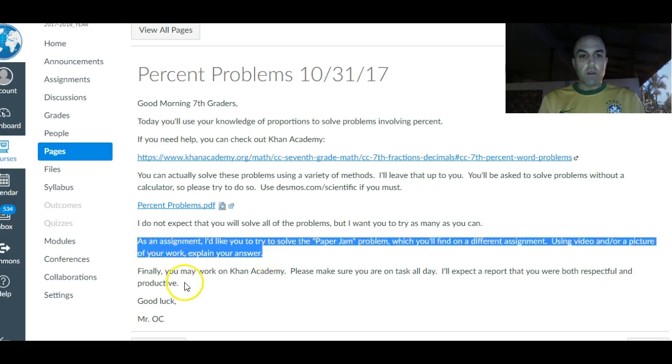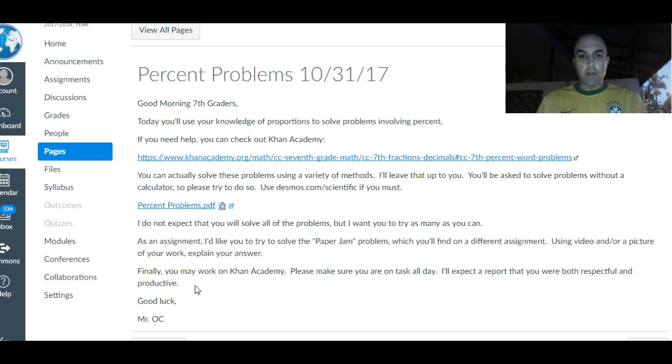Okay? When you're done with that, you can go back to Khan Academy. Make sure you're on task all day. I want a good report from Miss Soon. All right, good luck. Again, do your best on the percent problems. Do your best in the paper jam question. Record yourself. Do a good job. And I'll expect to see excellent thinking and excellent reasoning. All right, take care.